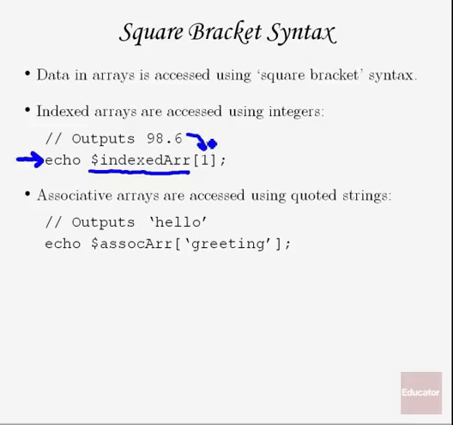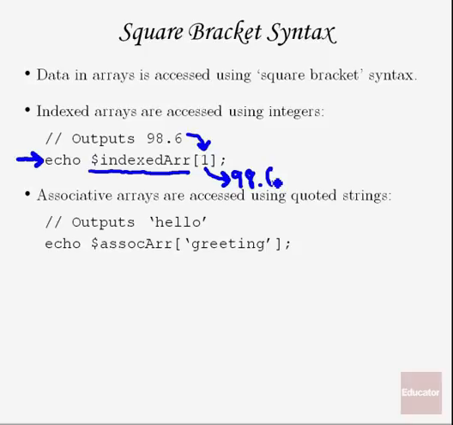And so the way we access the element is we have the variable of the array's name followed by a pair of square brackets with the integer, not in quotes, in between the brackets. And so what this is going to do, if we echo this statement right here, it's going to output 98.6 because 98.6 is the value associated with the key number 1 in the indexed array.